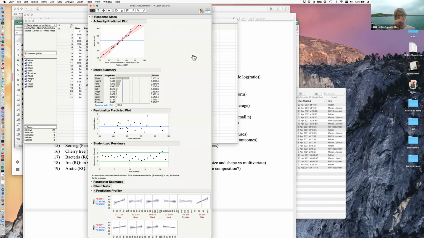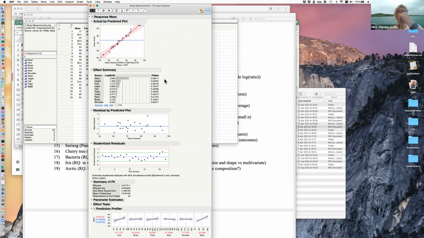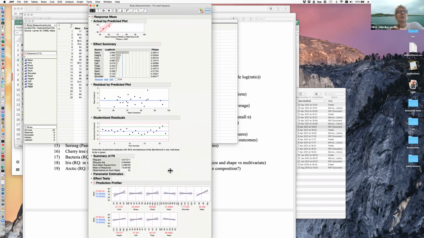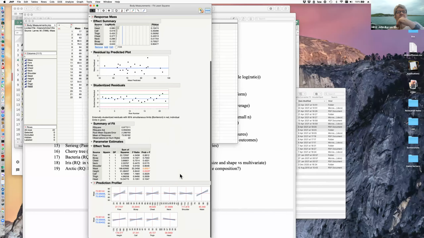So if we try putting them all in together, and look at the summary of fit, it says that the adjusted R squared is over 95%. So clearly we can predict the mass fairly well. The challenge, though, is to find a relatively simple model. If we look at this, you'll see that actually only 2 of these dimensions are clearly quite strongly significant after adjusting for all the others. Not surprisingly, the single best predictor is the waist, and the second best predictor seems to be the height.